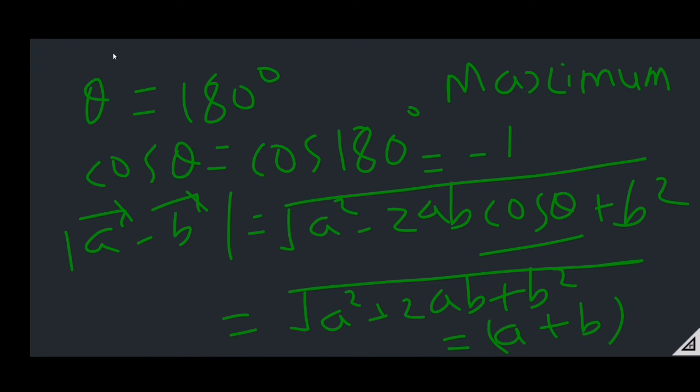So you have to know this fact: the magnitude of a vector minus b vector is maximum when the angle between a vector and b vector is exactly 180 degrees. This is the second special case. Now let's see the third special case.